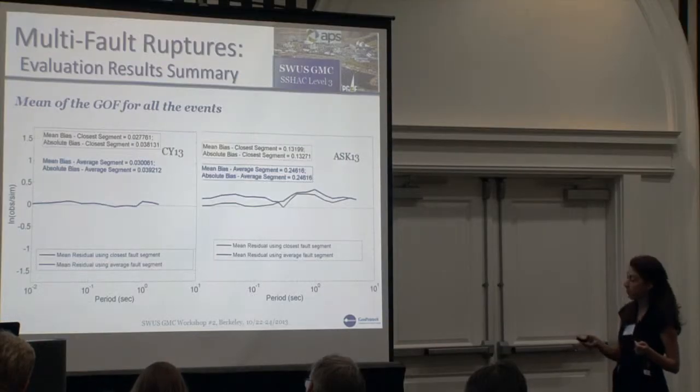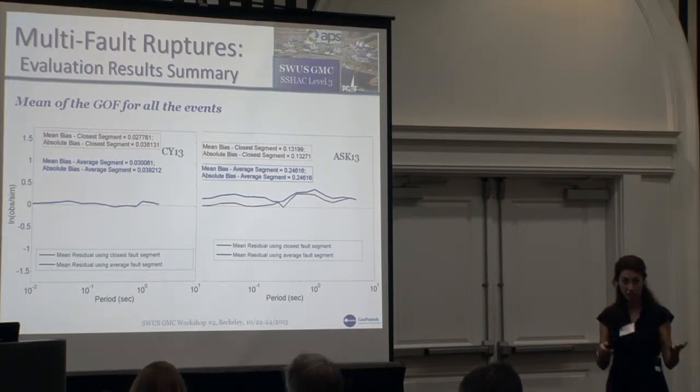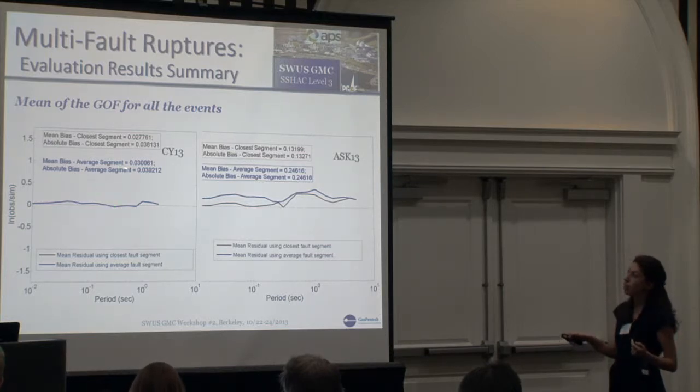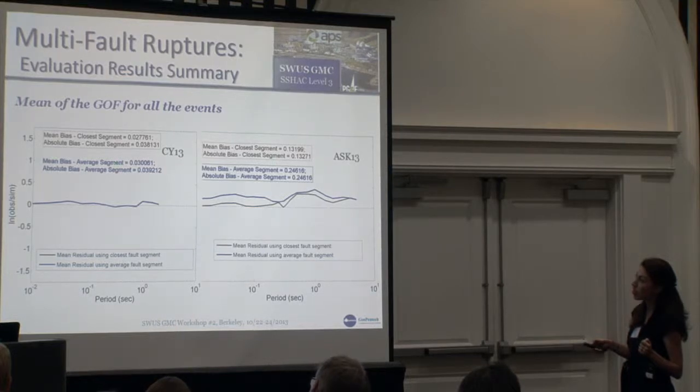So when we include all our events that have shown changes in rake and dip, and we average our mean bias, this is what we obtain. For Chiou and Youngs, pretty much the two approaches fall one on top of the other. There are no statistically significant differences. Here you would see my mean bias using the closest segment and the average segment, so that would be a line more or less following here. And what would be my absolute bias, again using closest segment or average segment. You see these numbers are very, very close.